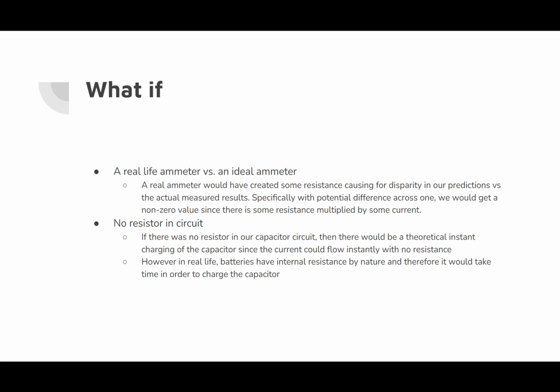As for the what if scenarios, a real life ammeter versus an ideal ammeter: I used an ideal ammeter in the simulation. A real life one would have some resistance, causing a little bit of disparity in our current predictions and our measurements. Specifically, it would also affect the potential difference across it, which would be a non-zero value since there is some resistance and some current flowing through it.